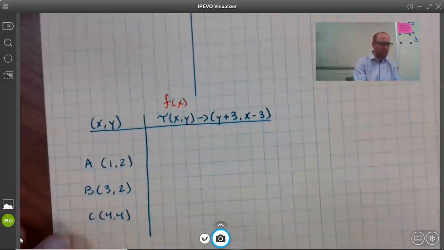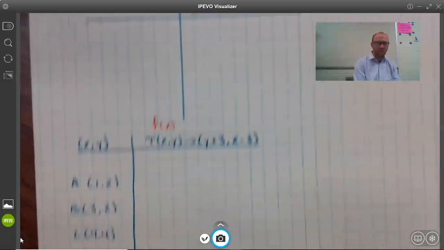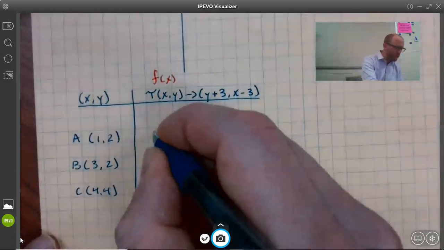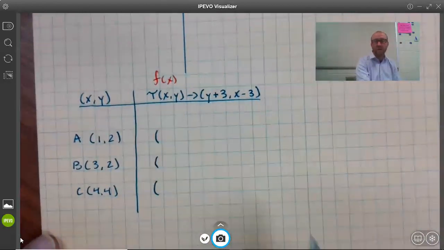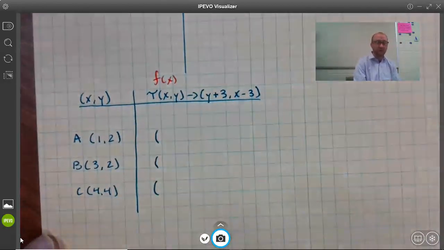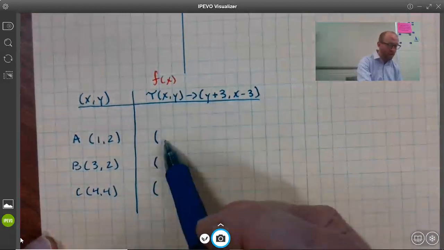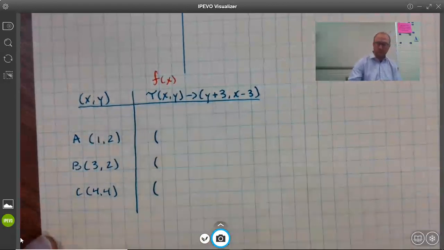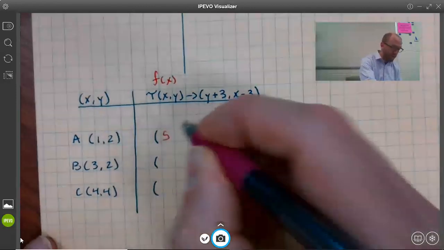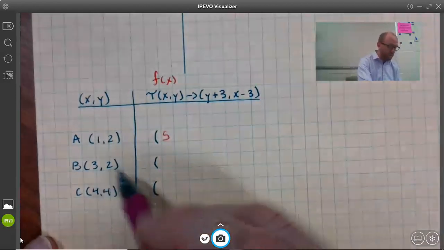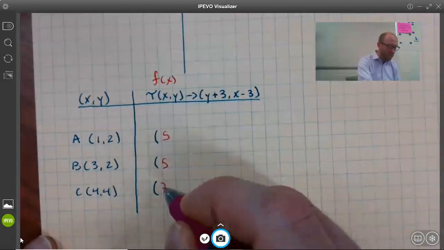Now when I'm doing a rule like this, and by the way, here are the 3 pairs of coordinates for our triangle up here, it helps me to do one coordinate at a time for each point. So I'm doing the same operation 3 times in a row. So it says to take the y coordinate, add 3, and we get our new x coordinate. So 2 plus 3 is 5, and that becomes our new x coordinate. 2 plus 3 is 5, that's our new x coordinate. 4 plus 3 is 7, that's our new x coordinate.